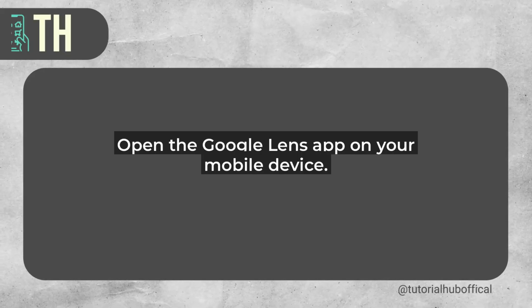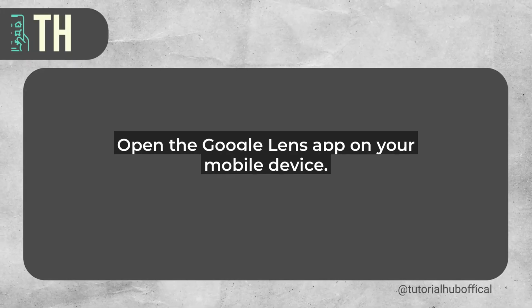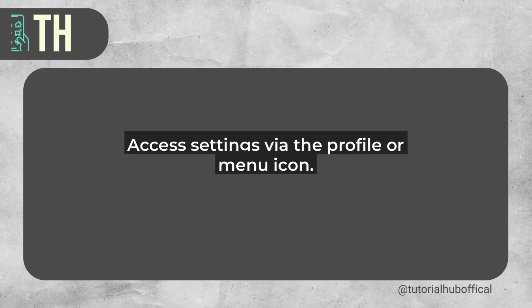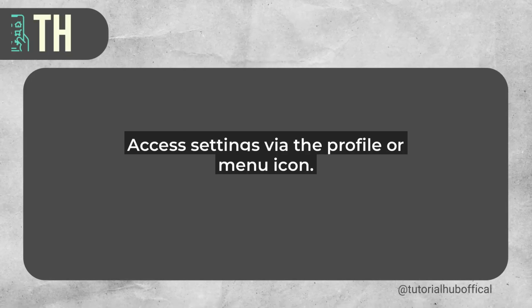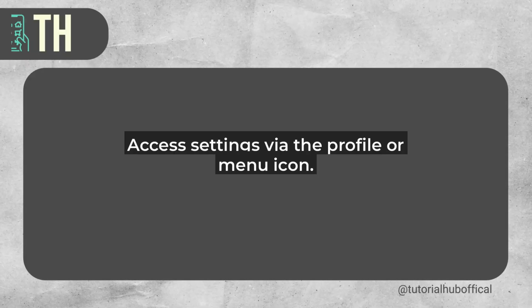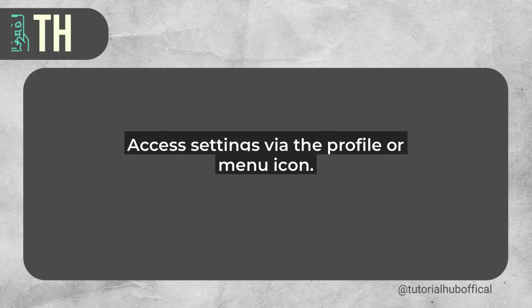Step 1. Open the Google Lens app on your mobile phone. You'll see the familiar camera view ready to scan. Step 2. Tap the three-dot menu or your profile icon in the top right corner to access settings. It's straightforward and user-friendly.